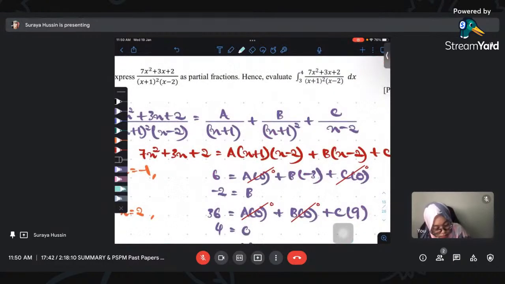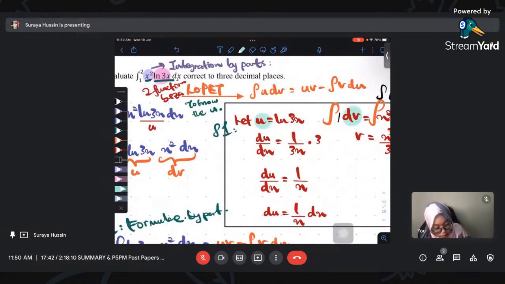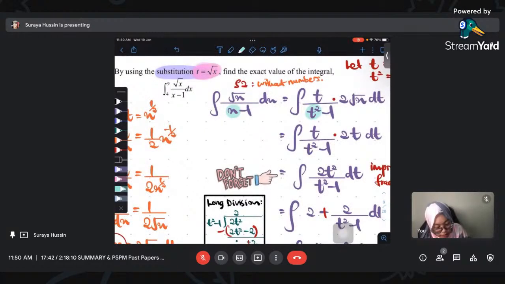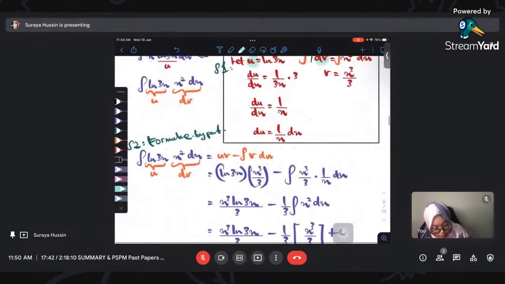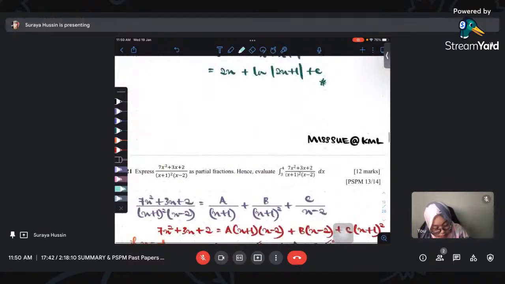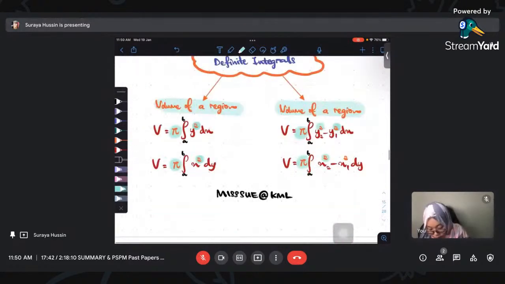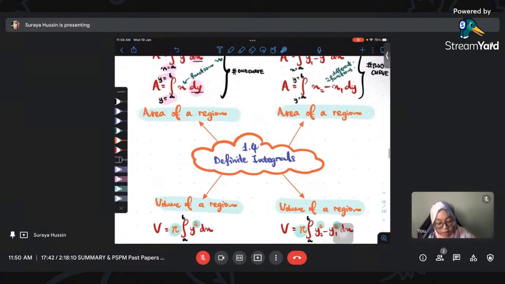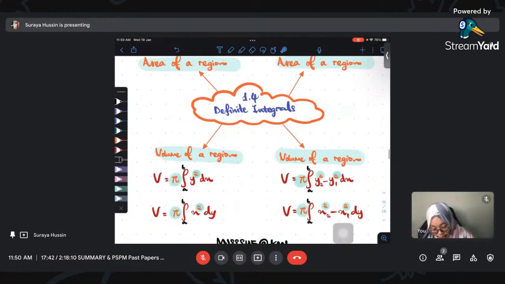Having a pi and having a square. That's all. The rest are just the same thing. Okay? It's the same thing. I hope you understand. Kalau you faham formula area, maksudnya you pun senang nak ingat formula volume. Having a volume mesti ada pi dan mesti ada square.